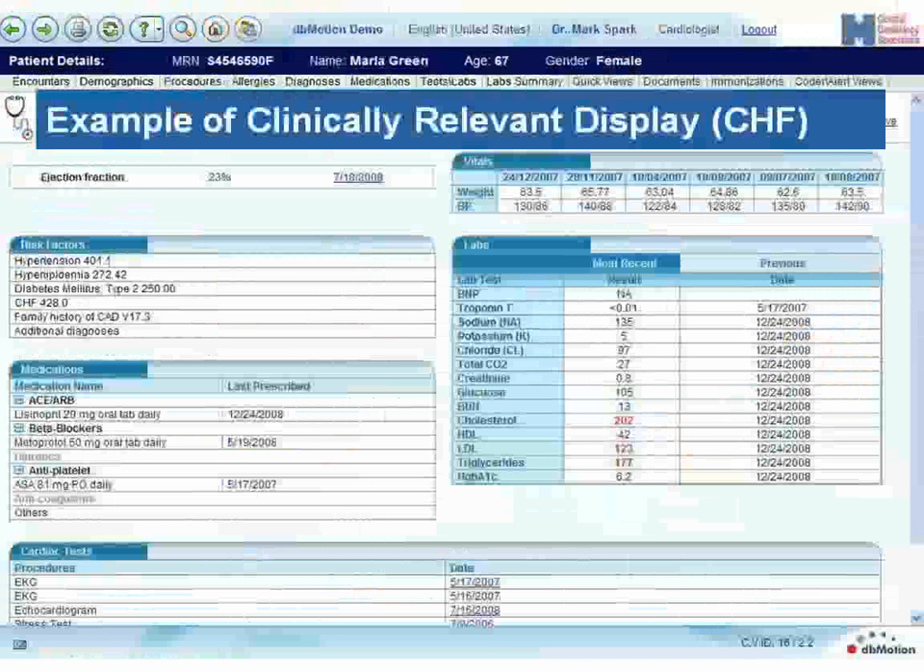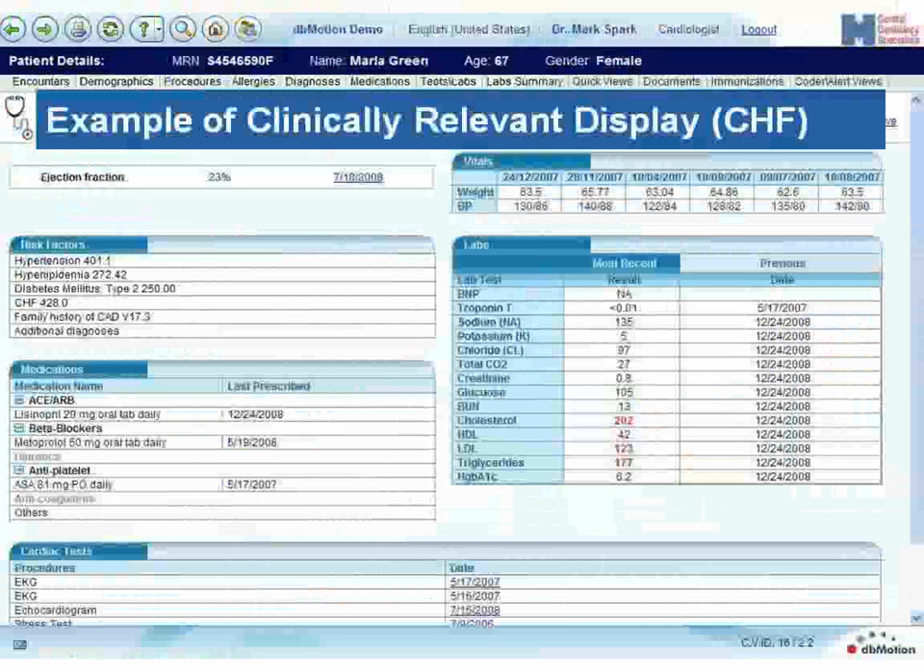So he wants to know that the patient has hypertension, hyperlipidemia, type 2 diabetes, the CHF diagnosis itself, family history of coronary artery disease. He wants to know all the medications that are relevant to patients with heart failure, so he wants to quickly be able to know if the patient's on an ACE inhibitor or an angiotensin receptor blocker, such as lisinopril. He wants to know what beta blocker the patient's on.